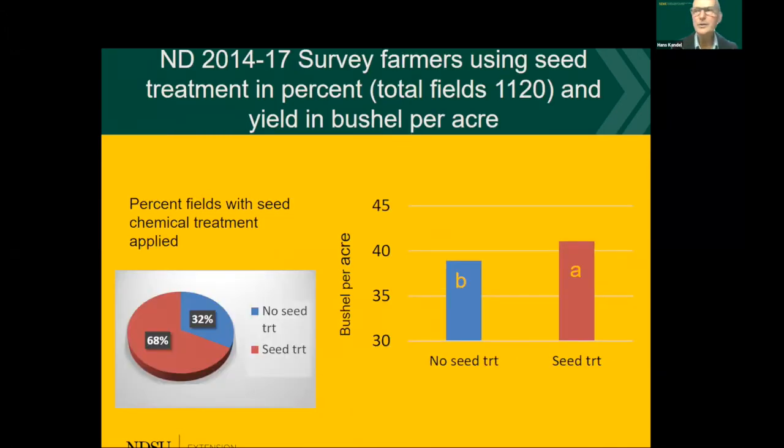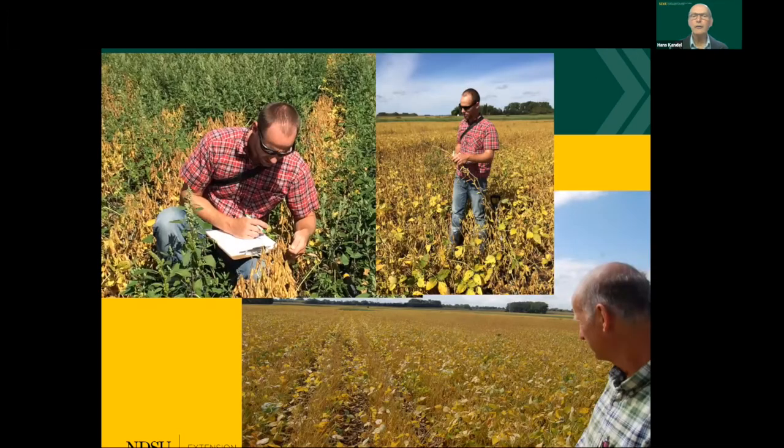The next question was about seed treatments. There are a number of growers that did not use seed treatments. Out of the 1,100, about 32% did not use seed treatments, and I'm talking basically about fungicides. And the other ones did. If you look at the graph, you see that seed treatment was significantly higher yielding than no seed treatment. And based on other research that I've conducted in experimental plots, this seems to hold true in our experimental areas as well.